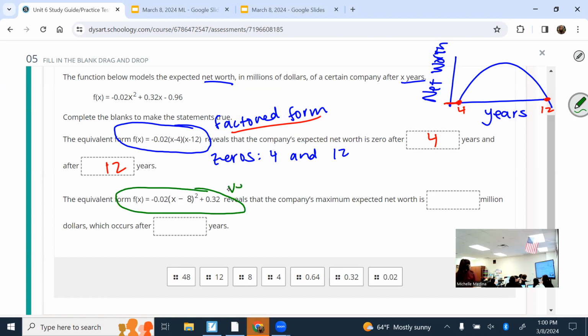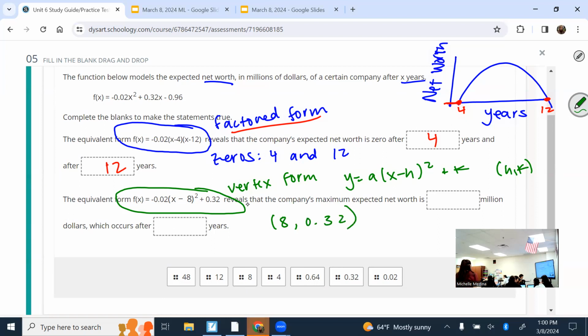This is vertex form, which you can clearly see the vertex from. So, by the way, you need to have the vertex formula memorized. It's super helpful, I think, in some of these problems. And you would need to know that (h, k) would be your vertex. So what's my vertex from this formula? 8 and 0.32. And of course, you could always graph it and see that the vertex is (8, 0.32) if you can't tell from the equation.